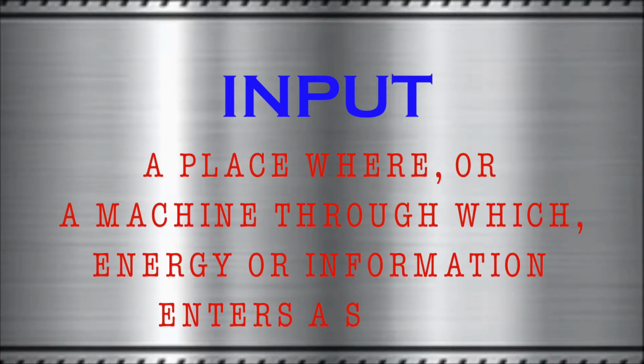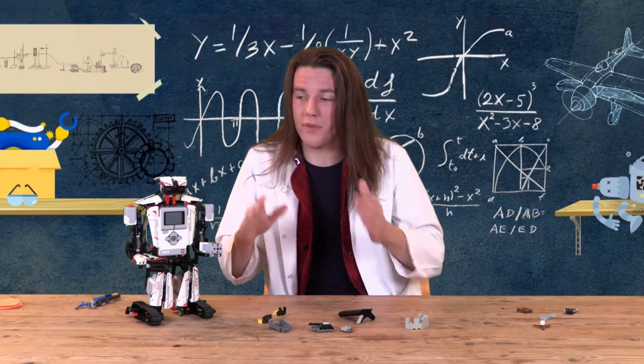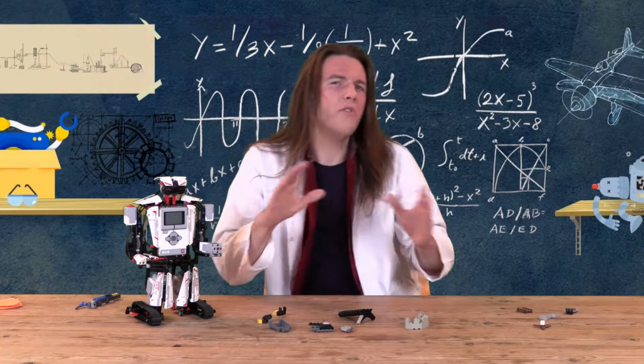Input. A place where or a machine through which energy or information enters into a system. Indeed. An input is a piece of hardware. You may remember from the previous episode that hardware refers to any equipment to do with a computer that we can see and touch. An input receives information from the outside world and sends it through to a computer, just like the information in every program that we feed into Eve's P-brick. But it also applies to something as simple as buttons on a keyboard or as complex as a fingerprint scanner.